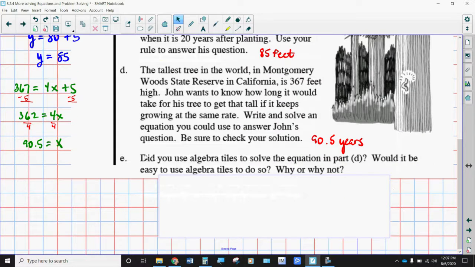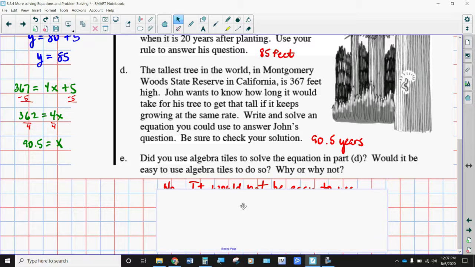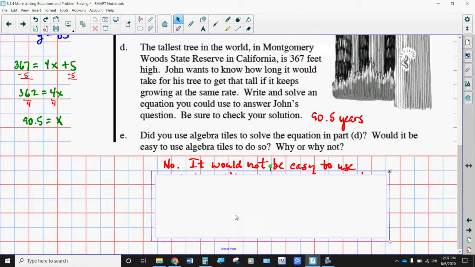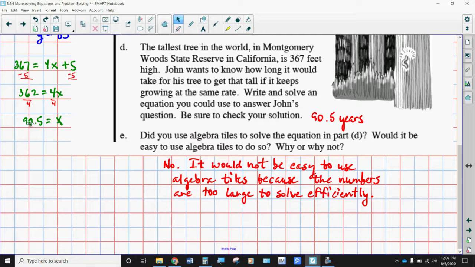Okay. So, did you use algebra tiles to solve the equation in part D? This question is sort of assuming that you're in the classroom and you have access to the algebra tiles, but you could have also used online resources for previous lessons to build this. Would it be easy to use the algebra tiles is probably the better question we should answer. And I would say no, it's probably not really easy to use the algebra tiles because we're talking about numbers that are pretty big. So it's nice to use the algebra tiles when we're working with small numbers because you can model the situation easily.